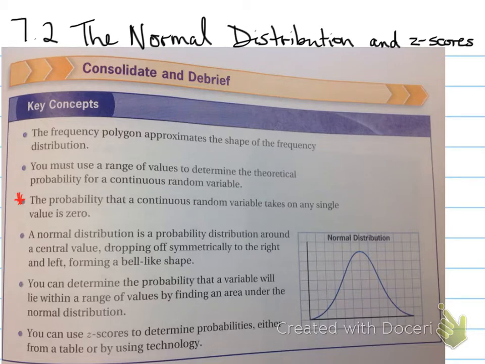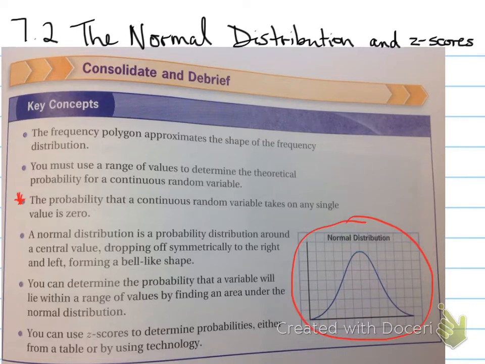Now, a normal distribution, as we see here, is a probability distribution around a central value, dropping off symmetrically on the right and left, forming a bell-like shape. So we can see that this creates this bell curve. That's what they call a normal distribution, a bell curve.